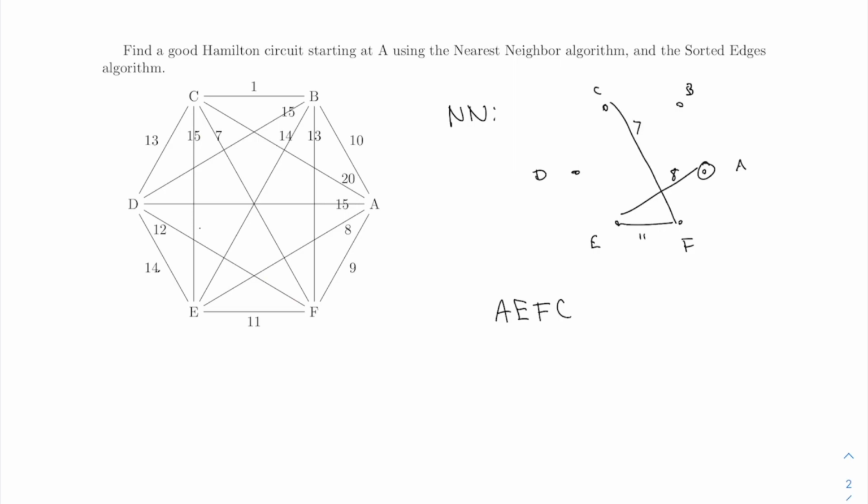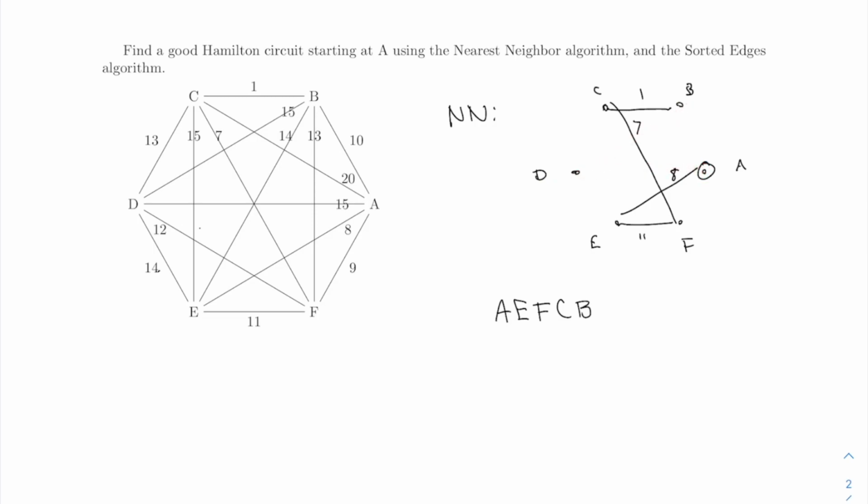That's to C. And then from the C, my options are to D or B. All the other ones have already been visited. And it should be the B because that's a 1 versus a 13. So I go across to B next. And then in order to finish this as a circuit, it has to go D and then back to A to the beginning.